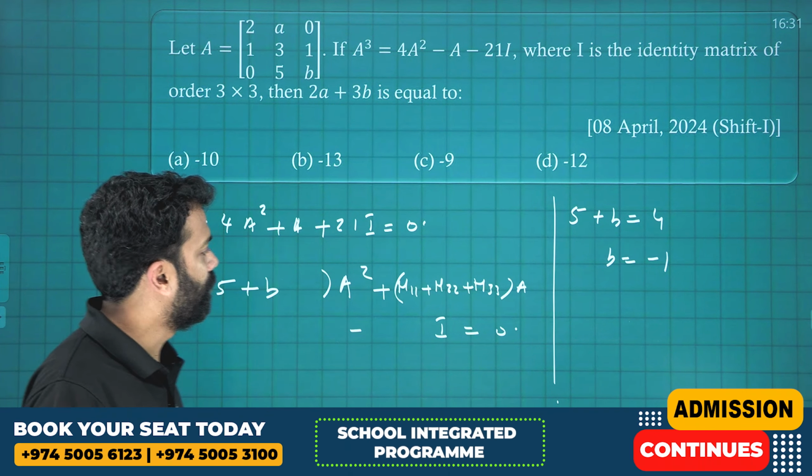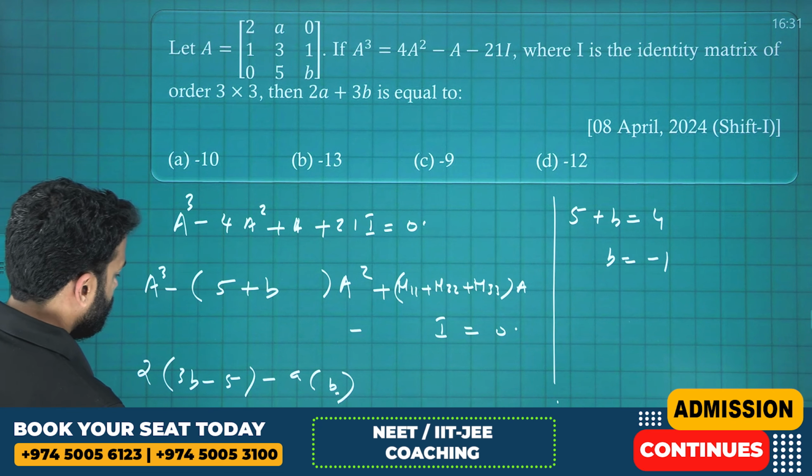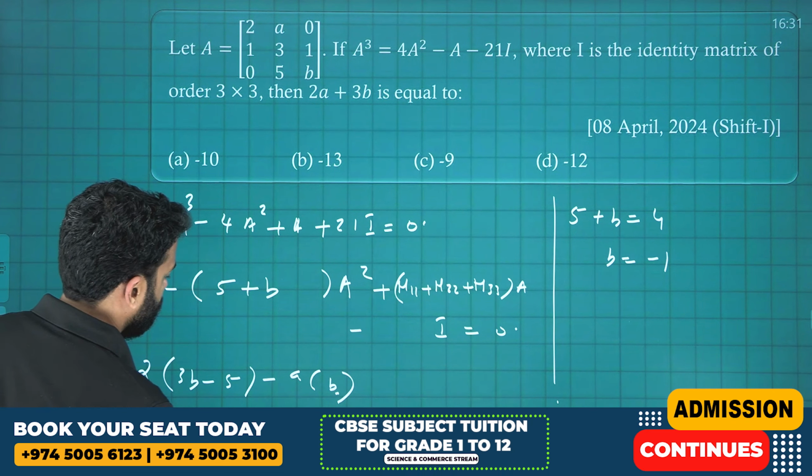So what is the determinant here? That is 2 into (3b minus 5) minus A into (B minus 0), that is minus AB. This is what the determinant is. Open it, therefore it will be 6b minus 10 minus AB.